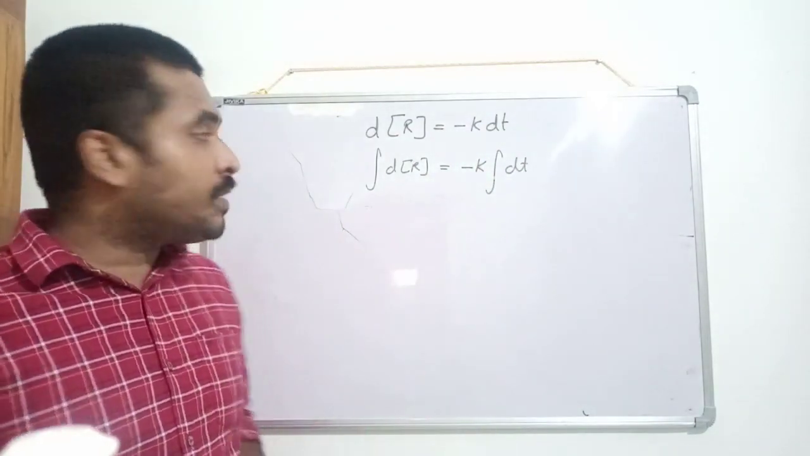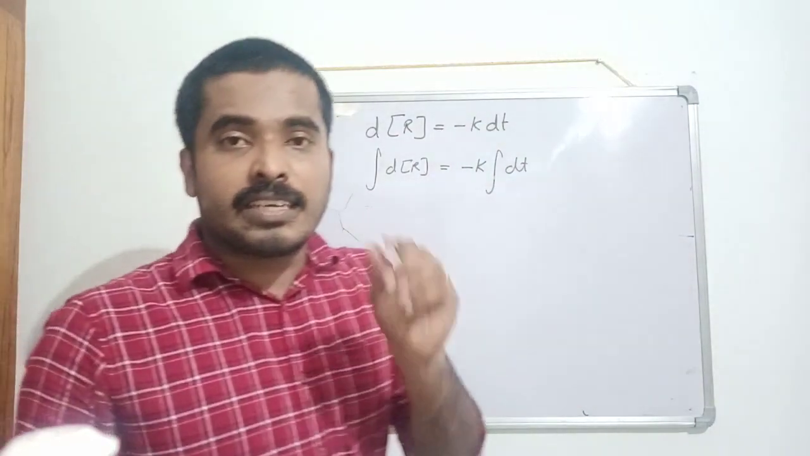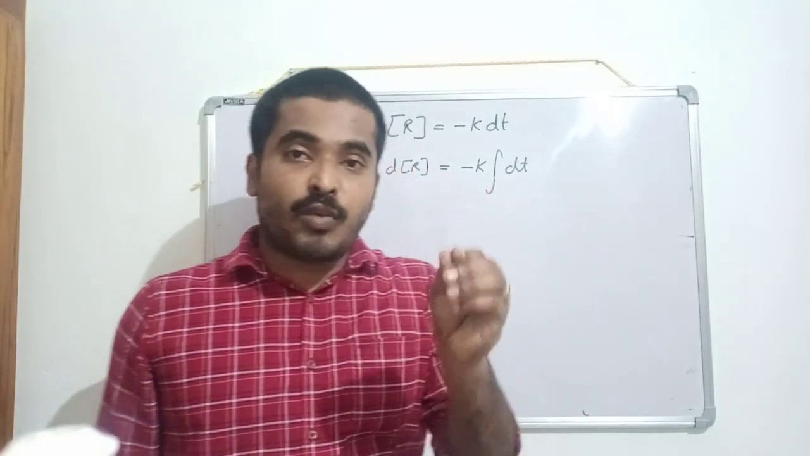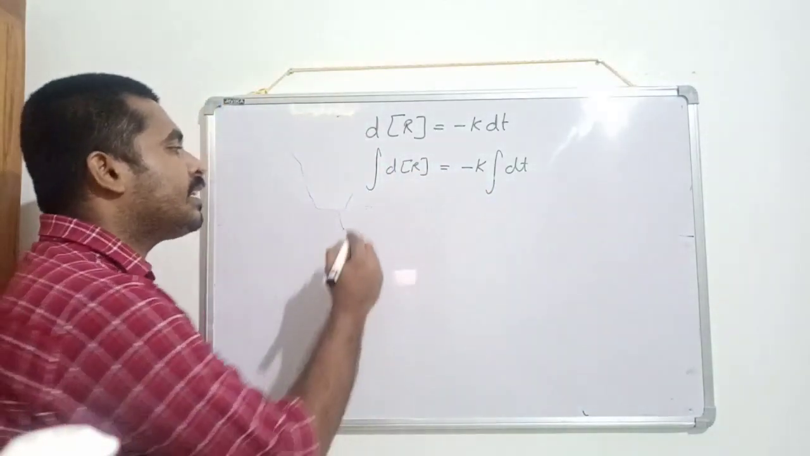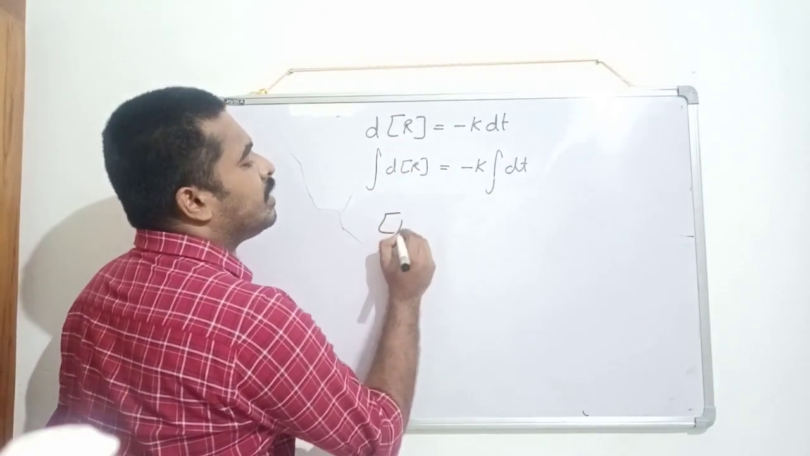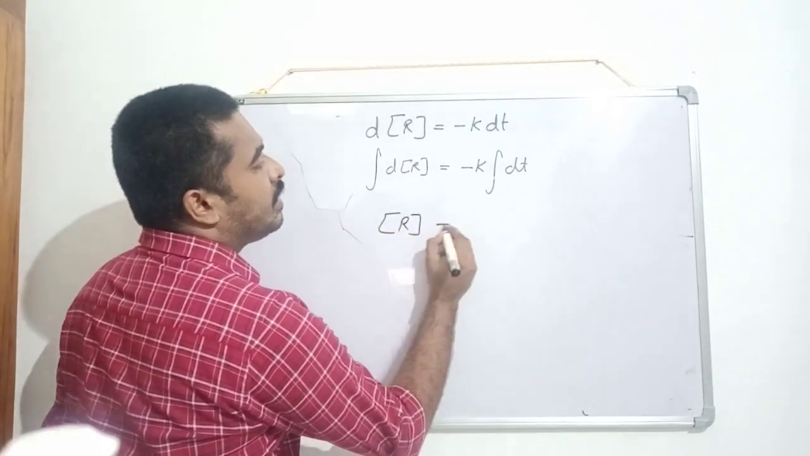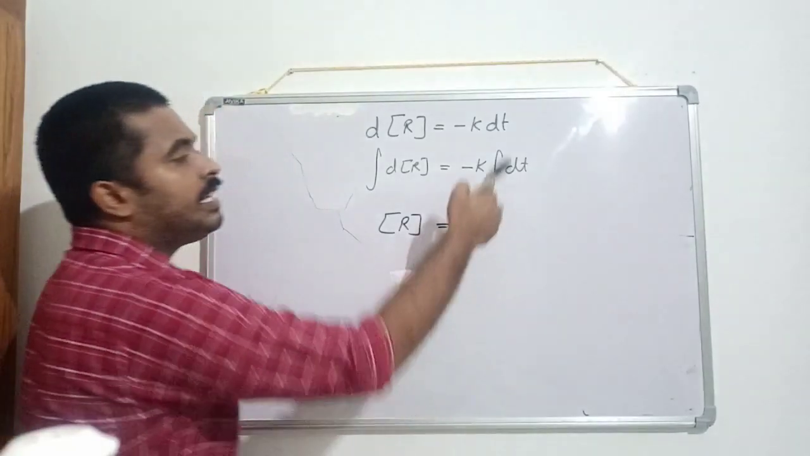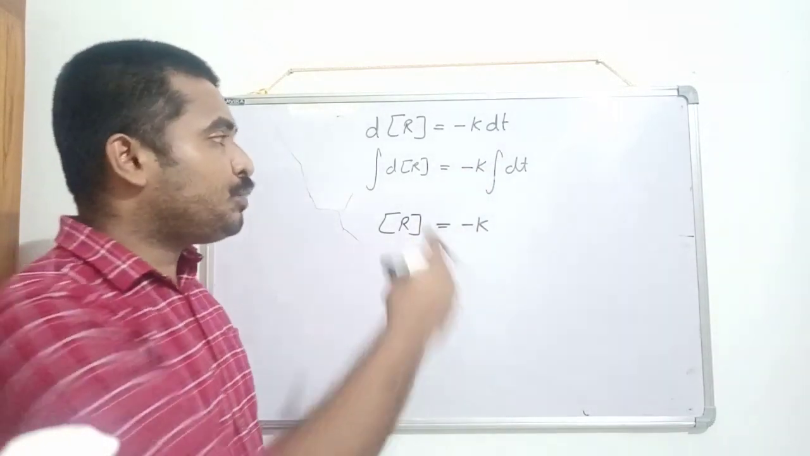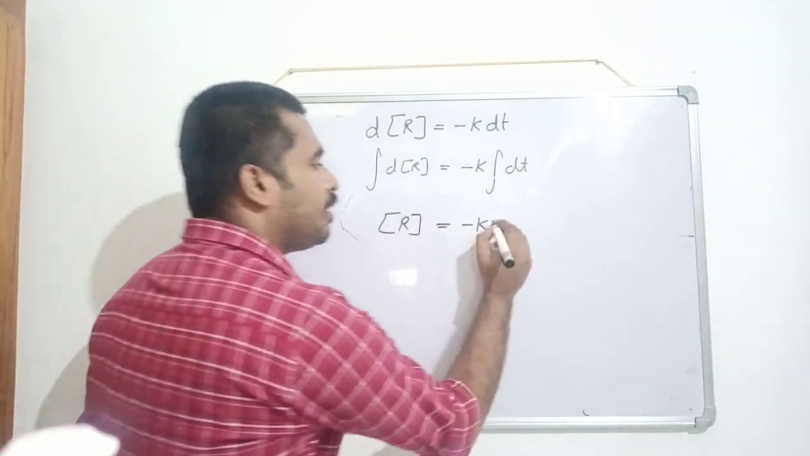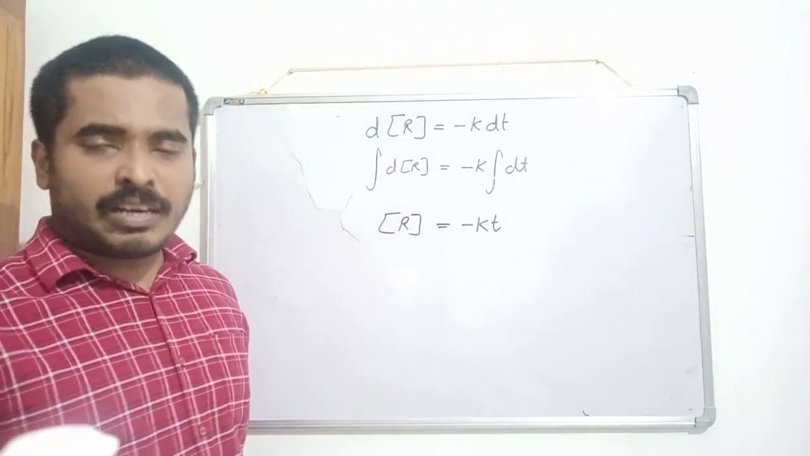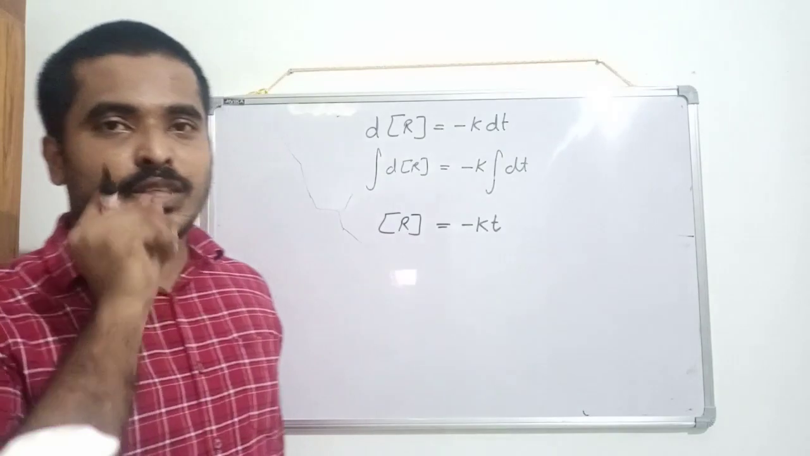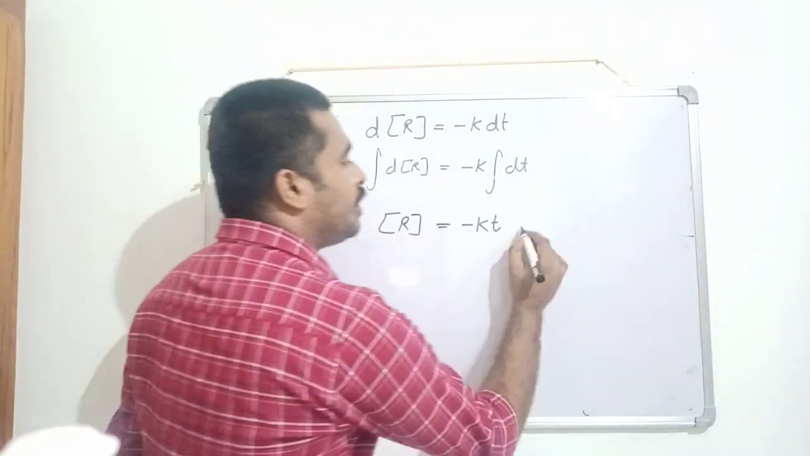Now you might remember what is integral dx, x. What is integral dy, y. Then what is integral dR, R. Integral dR is R. Minus k integral dt. What is going to be integral dt? t. Minus kt. And one more thing, whenever you do integration, you need to add a constant, plus c.